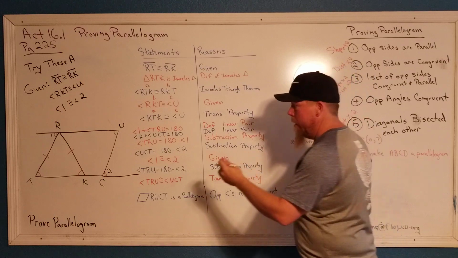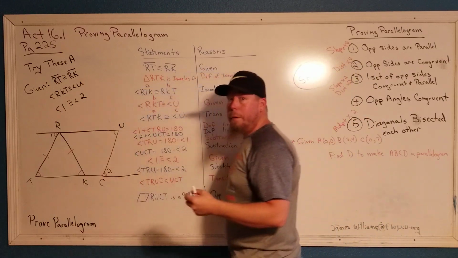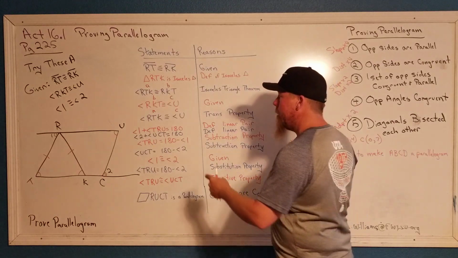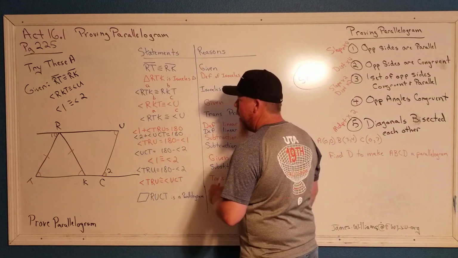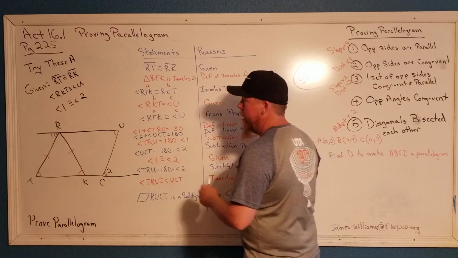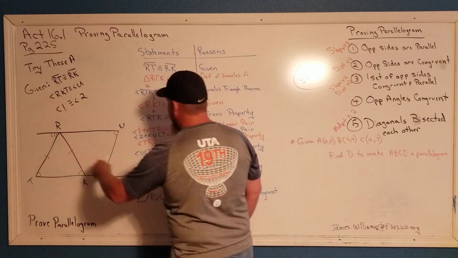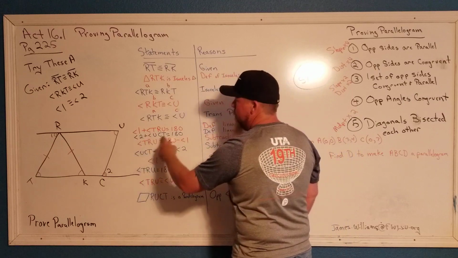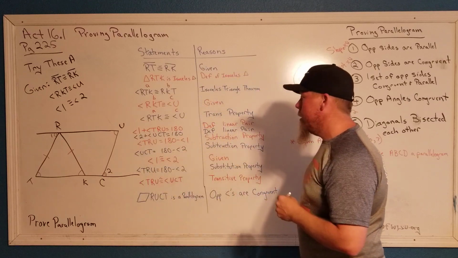Now we're going to focus on these other two angles. My focus here is going to be getting the opposite angles of my parallelogram to be equal to each other. So angle 1 plus angle TRU is equal to 180 degrees. TRU is going to be this big angle right here. Equal 180, definition of linear pair. Same thing for the bottom, angle 2 plus angle UCT is equal to 180, definition of linear pair.